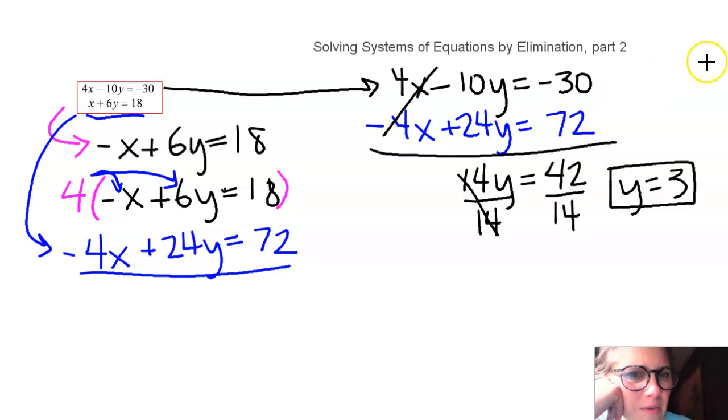Now, same thing that we've had before. All we need to do is use our substitution skills. So we know that y equals 3. We can plug that into this top equation, we can plug it into this bottom equation, or if we really wanted to, we could plug it into this equation here, because this equation is the same value as the bottom one. So really the easiest one to plug it into is this one here, negative x plus 6y equals 18. So that's the one I'm going to use.